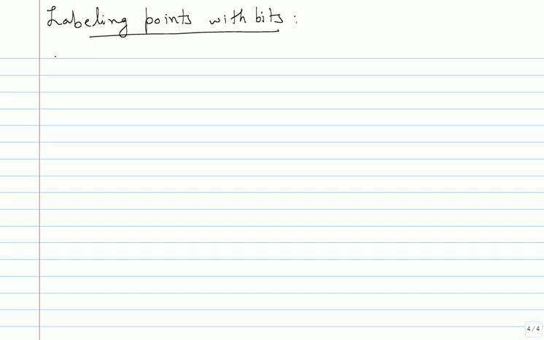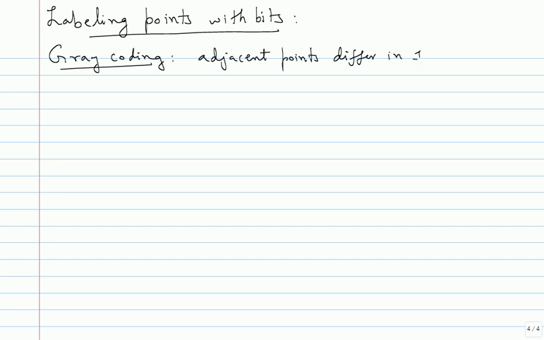So one very popular way of labeling points with bits is what's called gray coding. The logic in gray coding is adjacent points must differ in only one bit. So it's possible to do this for almost all of our signaling schemes. So you start with a very simple 4-PAM. So you have 4 points. How do you label so that adjacent points differ in one bit?